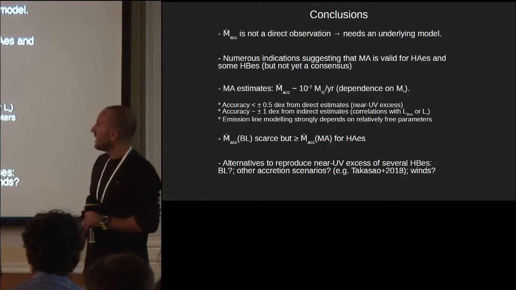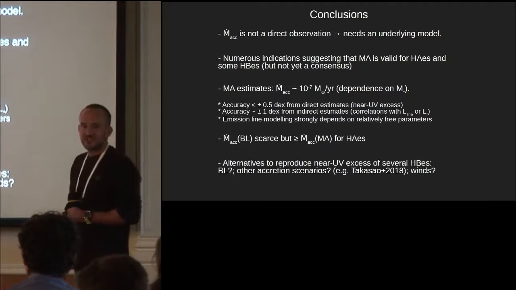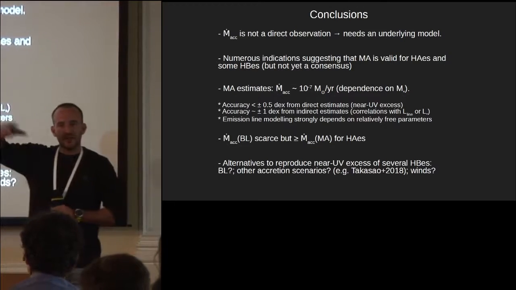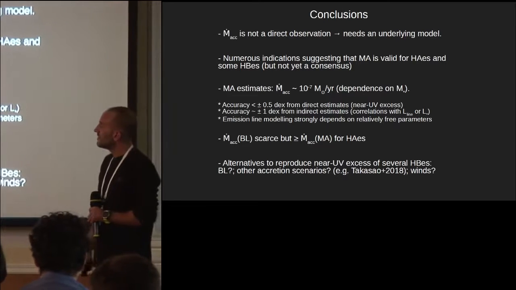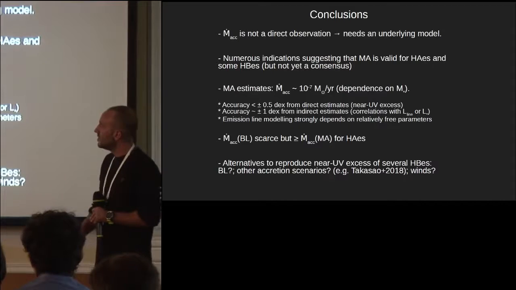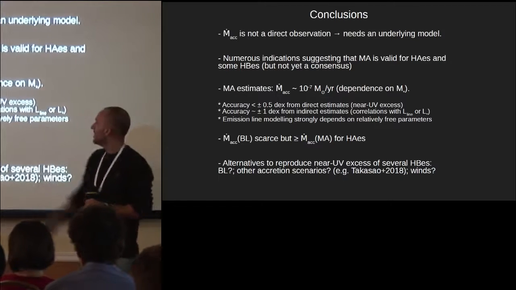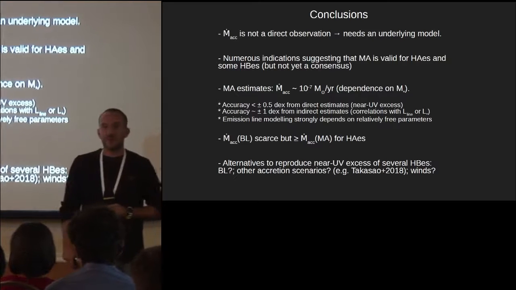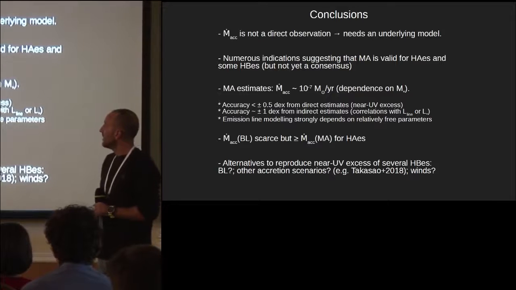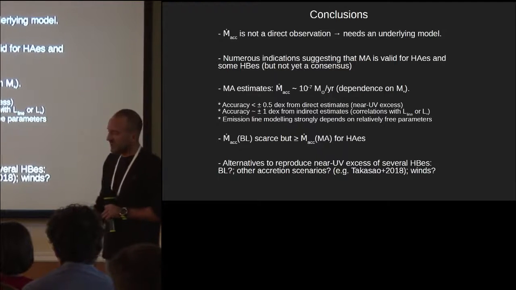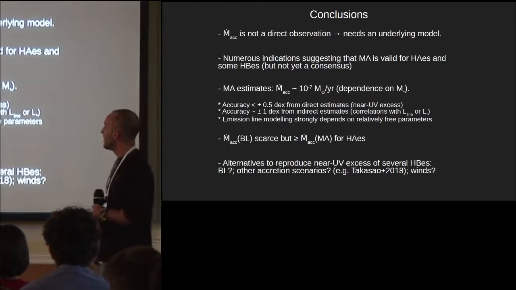The typical magnetospheric accretion estimates provide 10 to the minus 7 solar masses per year, although this increases with the stellar mass, as for the T Tauris. The accuracy of these measurements depends, of course, on the methodology used. If we use direct estimates, the near UV excess, the accuracy can be better than half an order of magnitude. The accuracy is worse if we use indirect measurements, the correlations with the emission lines or with the stellar luminosity.